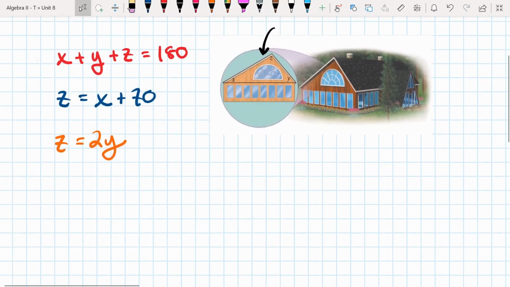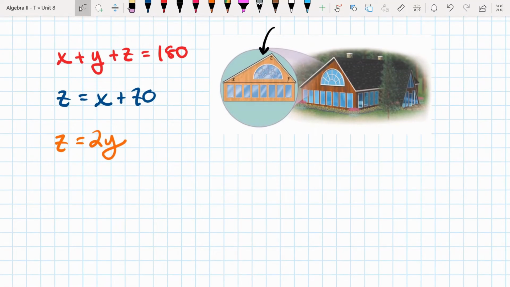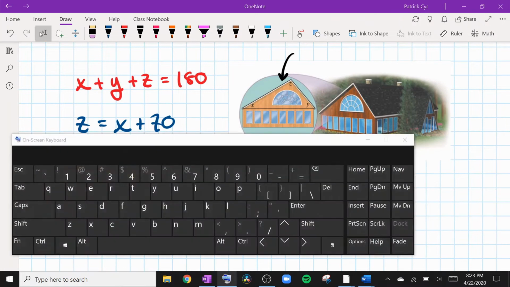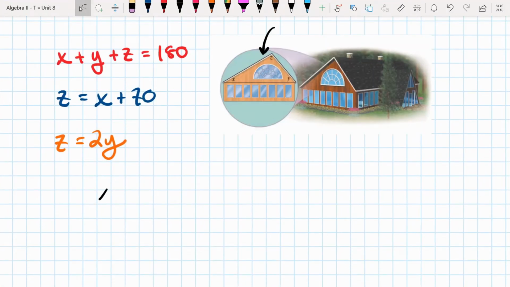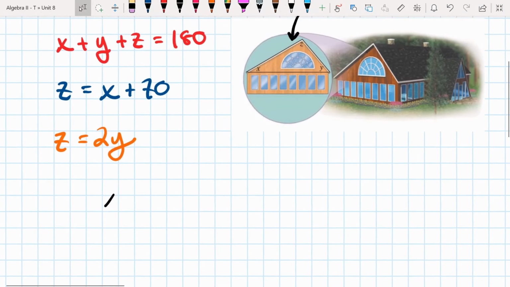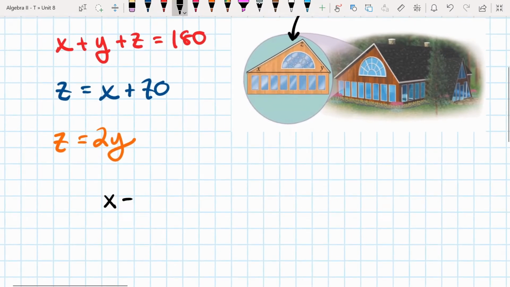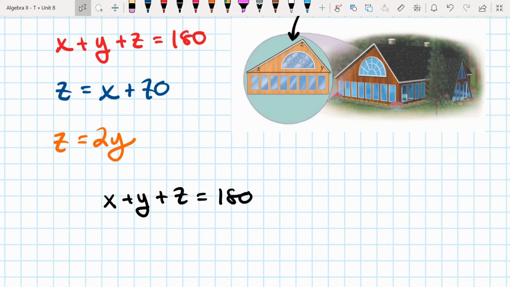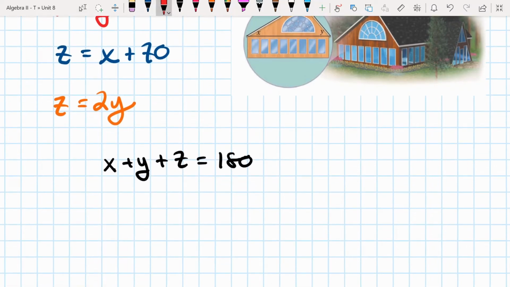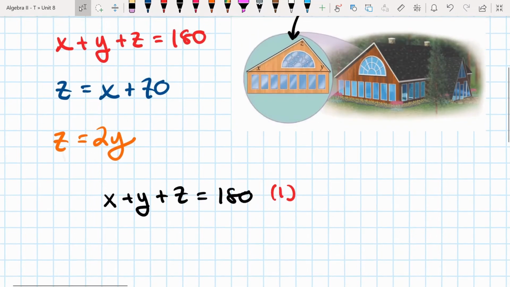Before we try to solve this though, if you remember from the last video, the first step is we want to take this system of equations and write it in standard form. So if I want to write this in standard form, we basically want to take all of the variables and bring them to the left-hand side, and all of the constants and move them to the right-hand side. And so the first equation here is already in standard form, and so we'll just leave that alone.